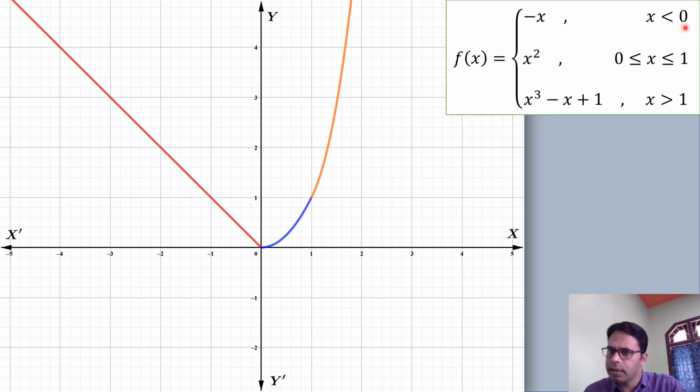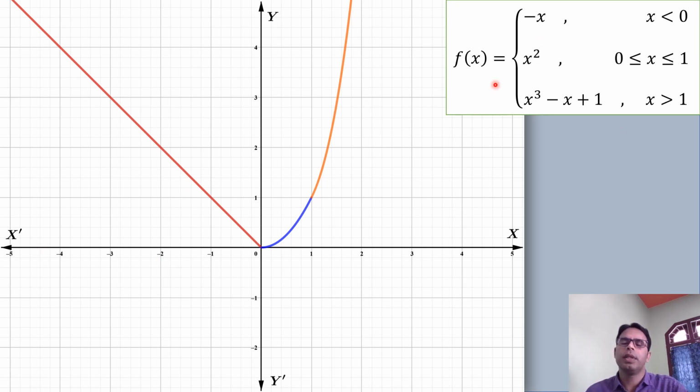When x is less than 0, f(x) is minus x, less than 0 here. So less than 0 means these values, x less than 0, then f(x) is equal to minus x. So if you take x is minus 1, then f(x) is minus of minus 1, which is 1. Say x is minus 2, f(x) is 2, x is minus 3, f(x) is 3, and so on. You may also take the intermediate value, minus 1.5 can also be taken. Then for minus 1.5, f(x) is simply 1.5.